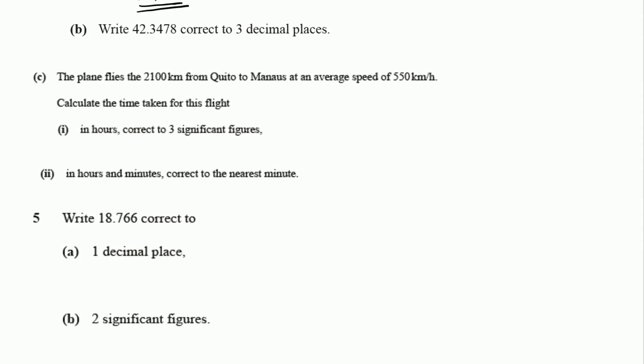I want to write 42.3478 correct to 3 decimal places. So I start looking at numbers after the decimal point: 3, 4, and 7. There's my 3 decimal places. The 8 I have to look at over here, and I can see that would round my 7 up. This is going to be 42.348 to 3 decimal places.